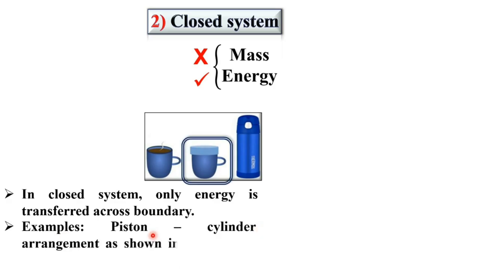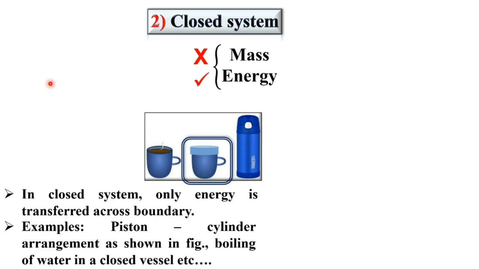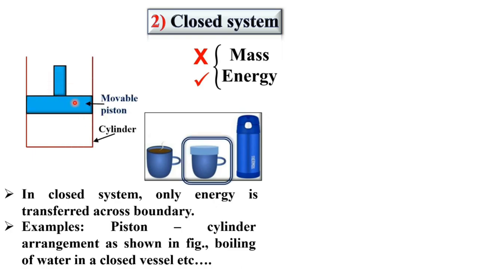Examples: piston cylinder arrangement as shown in figure. So I am going to draw over here the piston cylinder arrangement. This is the cylinder, and in this you can see the movable piston which will reciprocate inside the cylinder, and this portion that is filled with gas is known as the system.